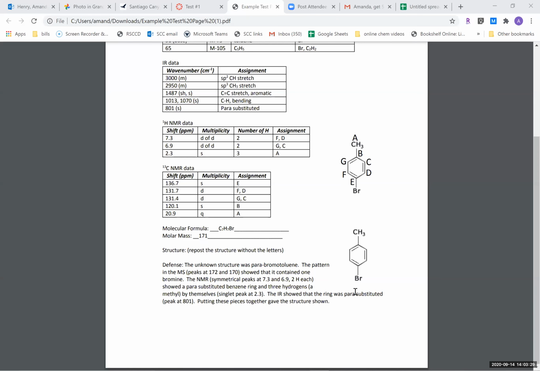And is it all right if you only give new labels to unique carbons? So yeah, I definitely could have labeled letter G. That could have also been letter C. And F over here could have just been another letter D. That would be completely okay also.